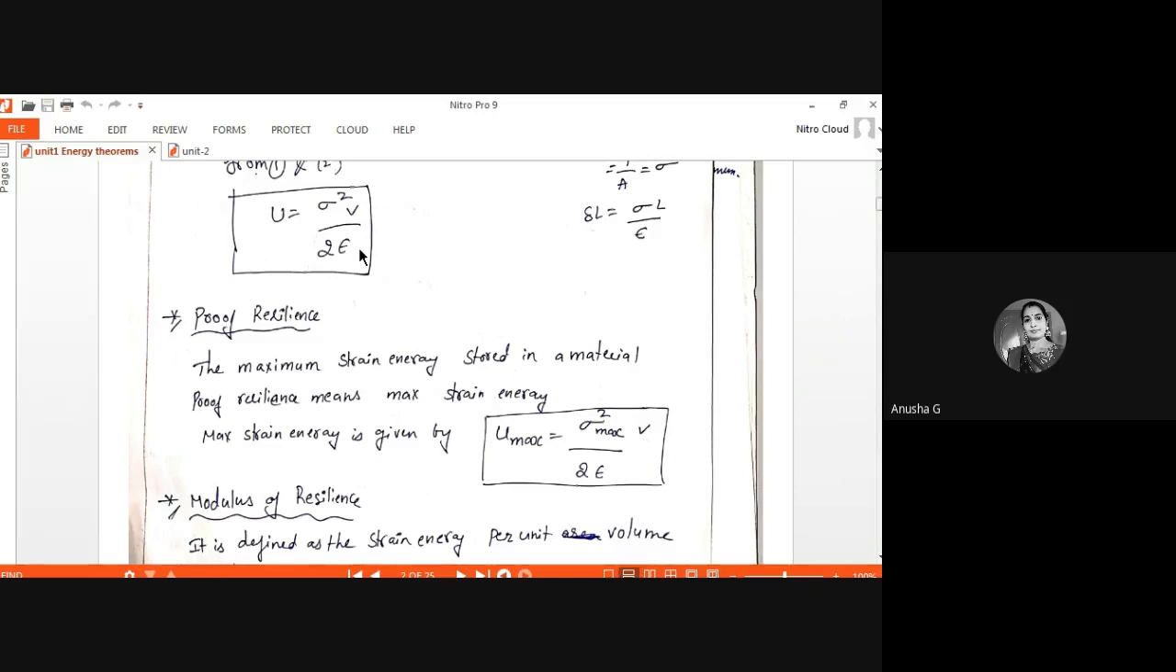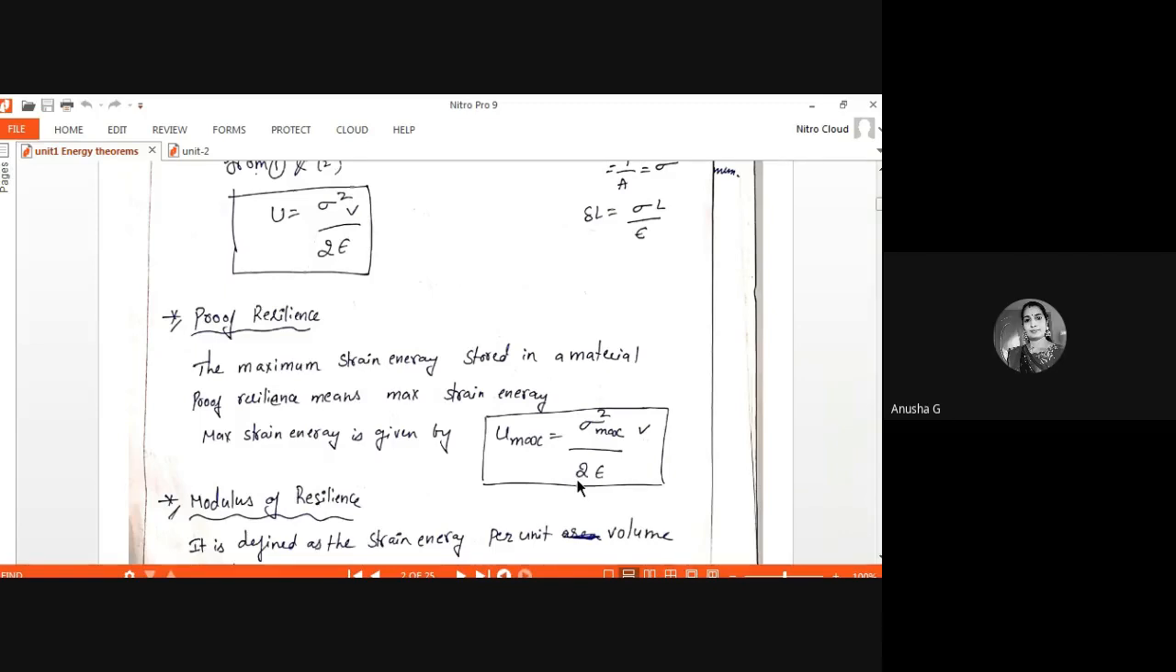Proof resilience is nothing but the maximum energy which is stored in a material. The energy stored within the elastic limit is called the strain energy, or resilience. The maximum strain energy stored in a material is called the proof resilience. That proof resilience we write as U maximum. U is the strain energy or resilience. U maximum equals sigma square maximum into V by 2E. This is the proof resilience formula.